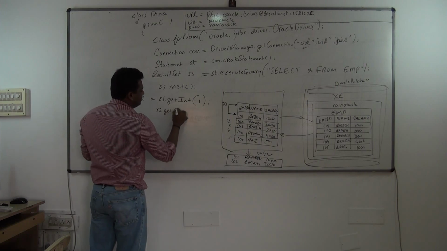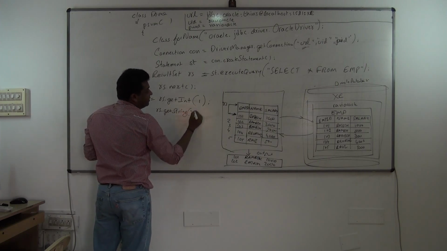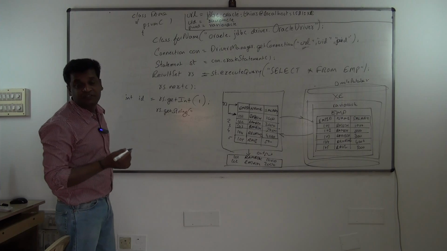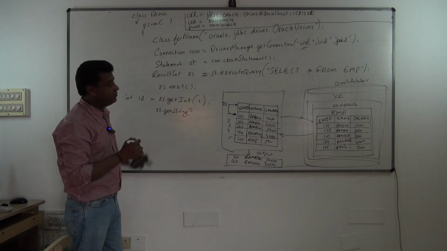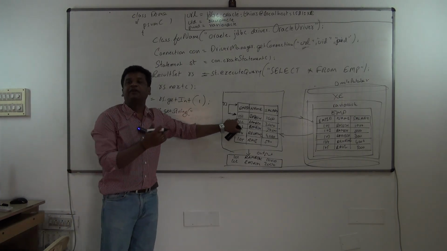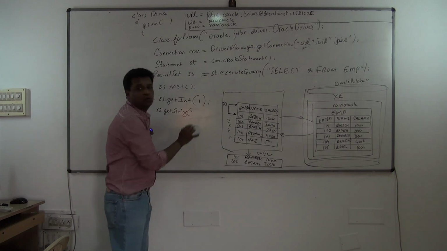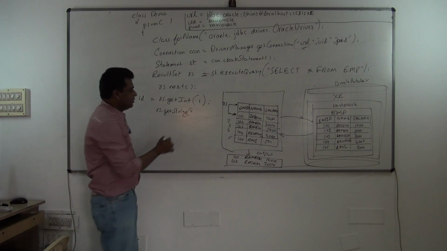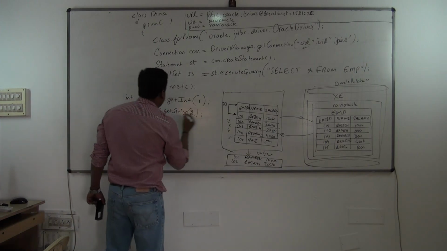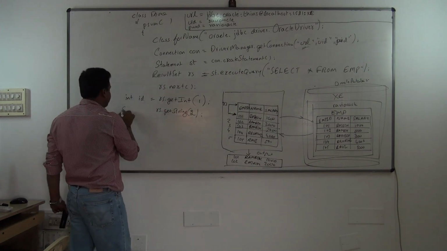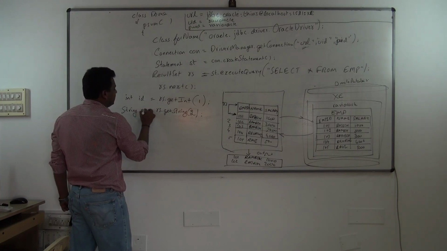rs dot get string. I can get the value of the name also. Means second column, first row. We are already in the row. Only have to get the value from the column now. So I can again say 2. You can say 2 and you will get the value because it's in the second column. So I'll write String name.